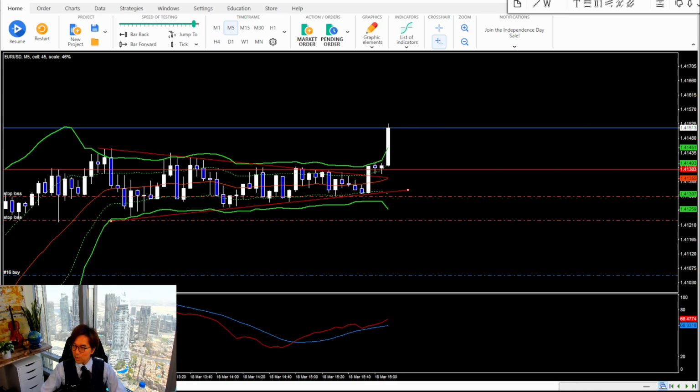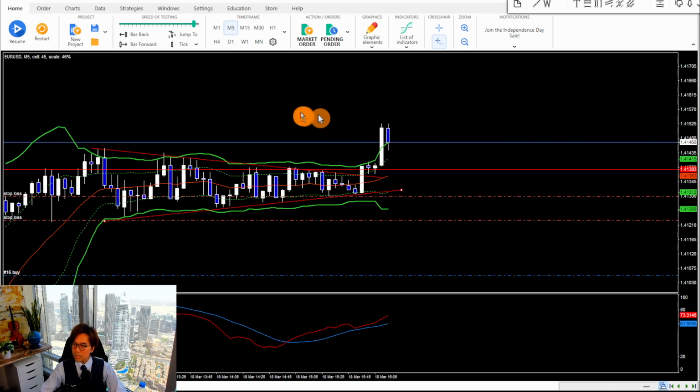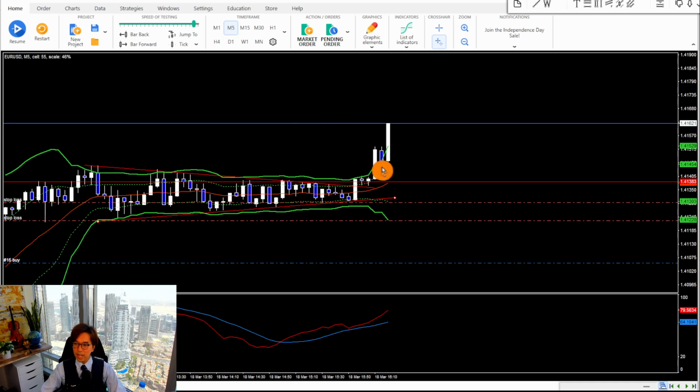Nice breakout, so the market may retrace. Usually when we see a big bullish candle, the market may retrace, or there might be an engulfing or inside bars, and then it breaks up this way. But let's see how it goes. Okay, there's an inside, and a breakout. Very sharply, very fast.